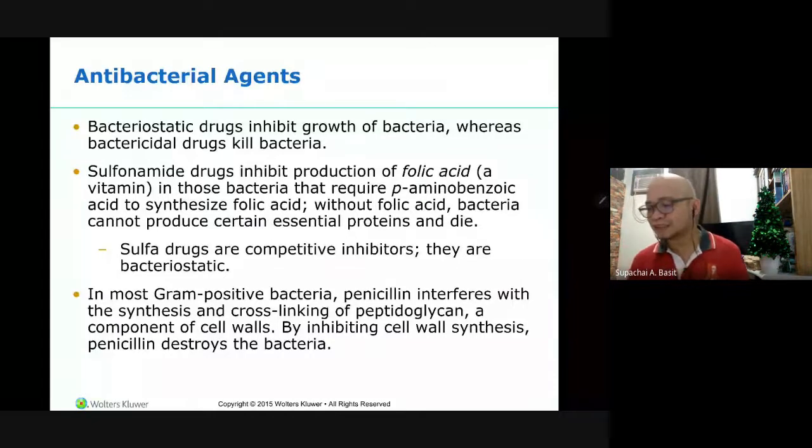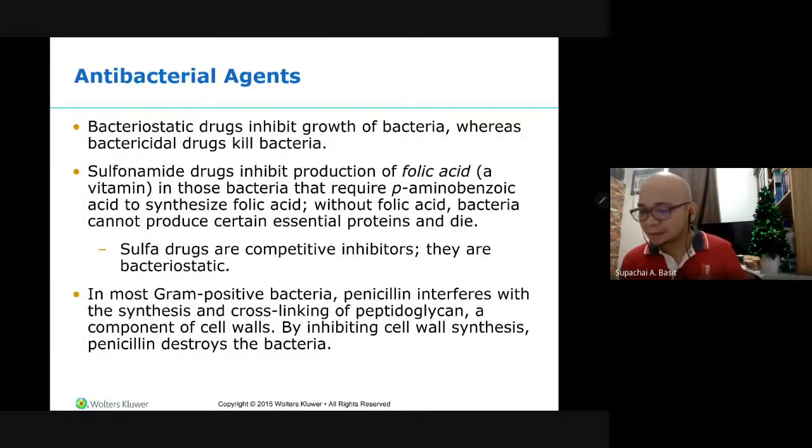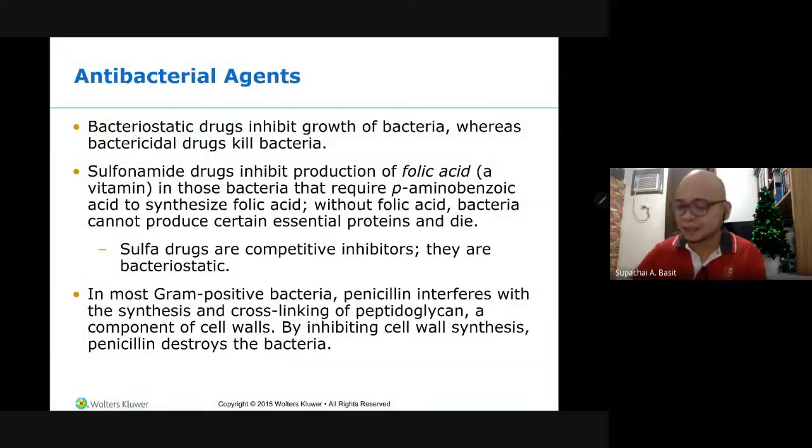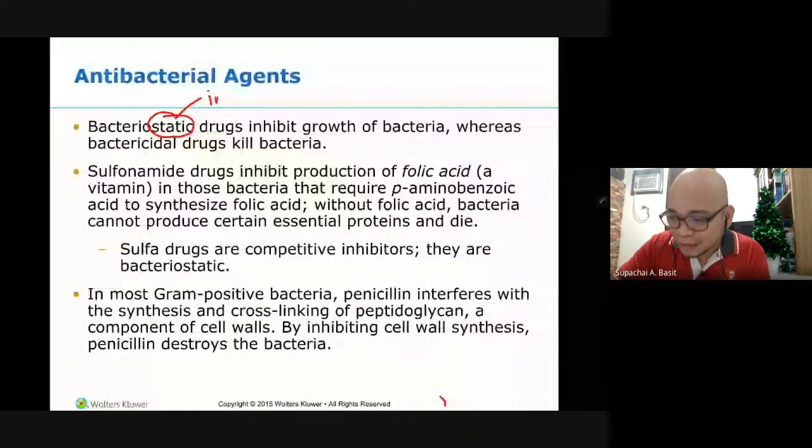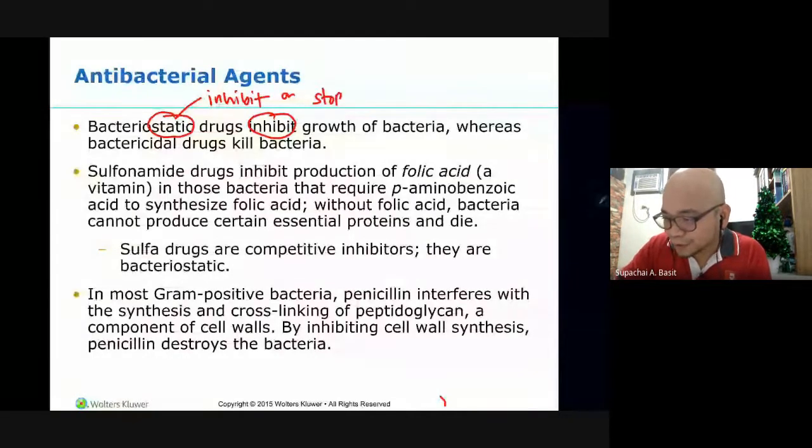Okay, so let's discuss them one by one. Now, bacteriostatic agents. So let's talk about bacteriostatic agents. What did I tell you about the word static? When you say static, it will just inhibit or stop the growth of bacteria.